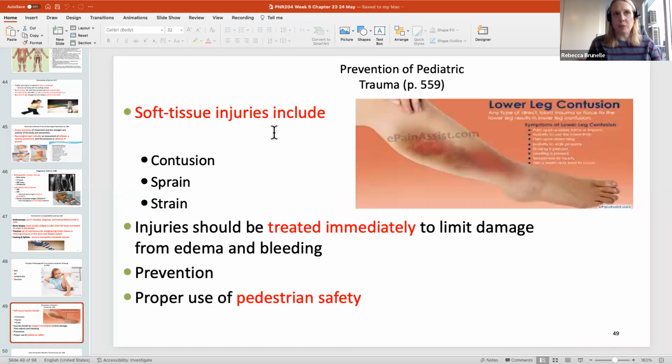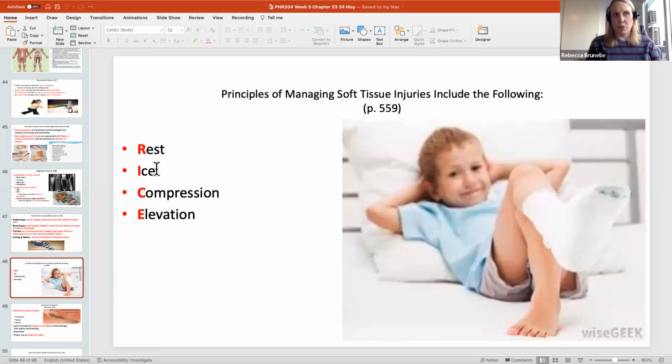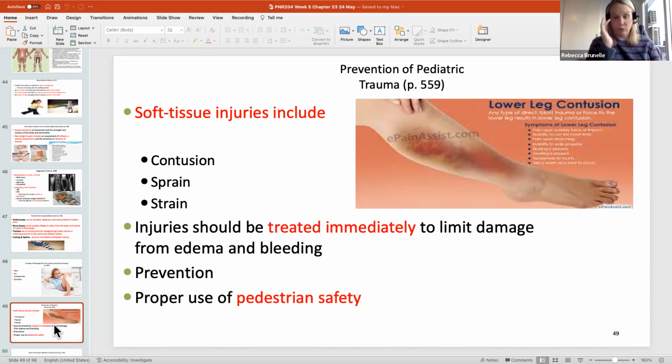So when we talk about soft tissue injuries, we're talking about injuries to the tissue that surrounds the bone. So contusion, sprain, and strains. Really, it's important to treat these injuries immediately. And these are the types of injuries that you're going to do the rest, ice, compression, elevation. So it's the tissue around the bone, but not the bone itself.